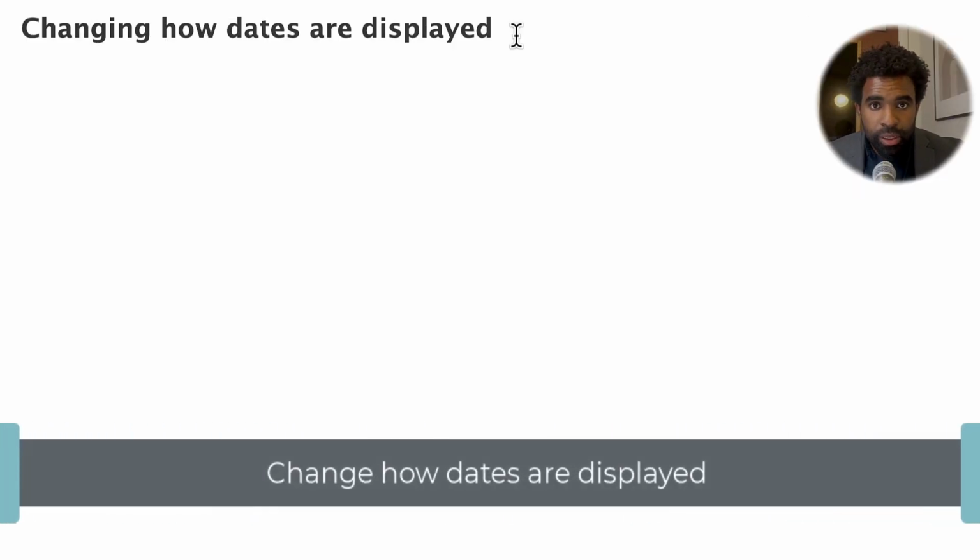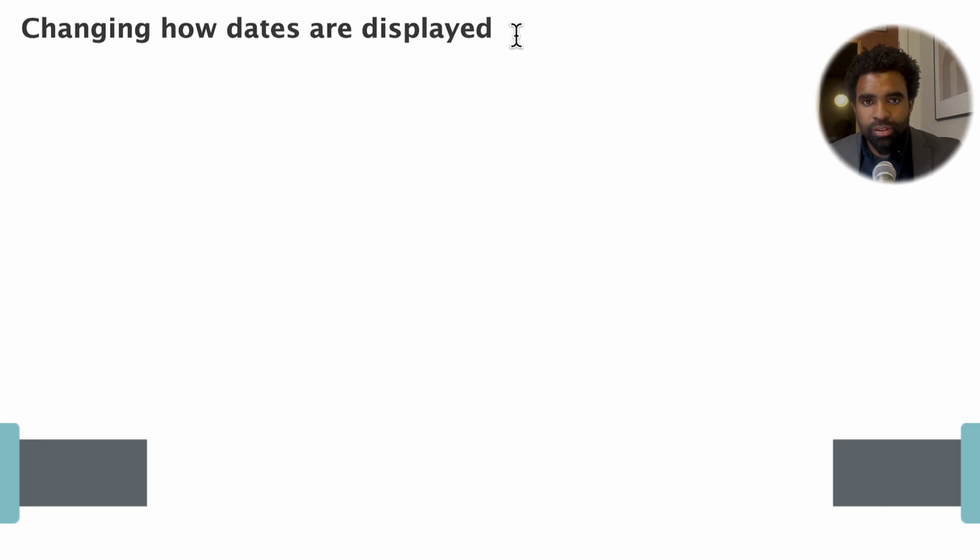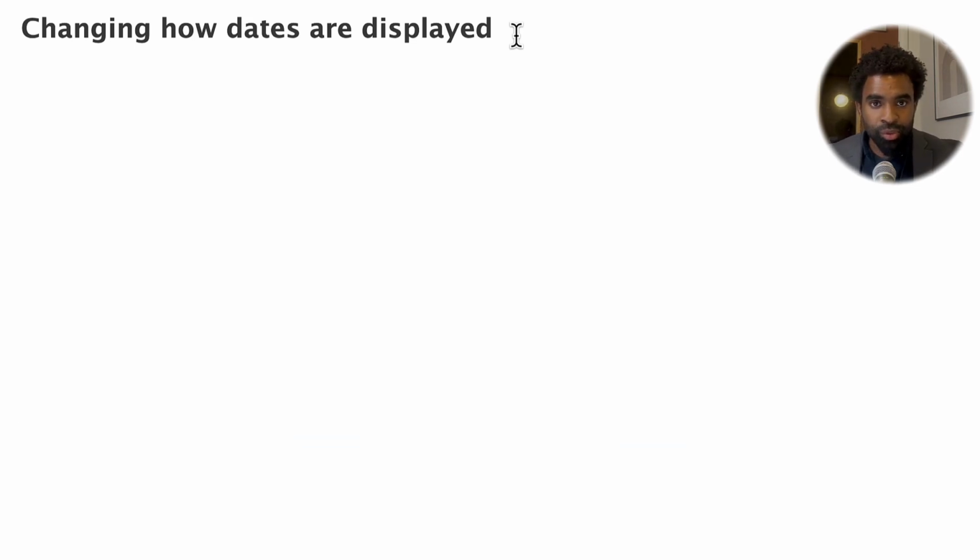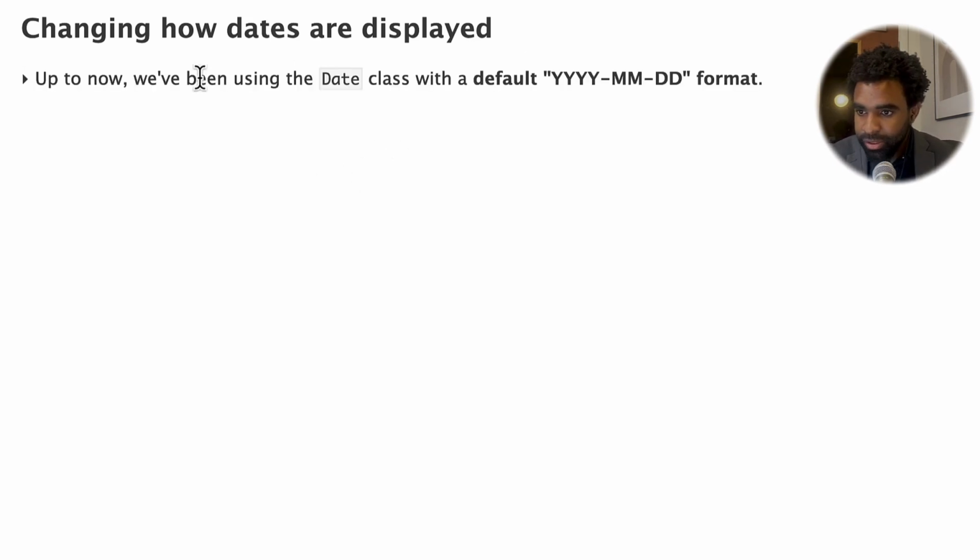Now, the final thing we're going to look at is how can you change the way dates are displayed. So far, we've been thinking about how you can import dates of different formats. What about when you want to export or print dates in varied formats? That's what we're going to look at now, changing how dates are displayed. So up till now, I've said we've been using the date class with the default YYYYMMDD format.